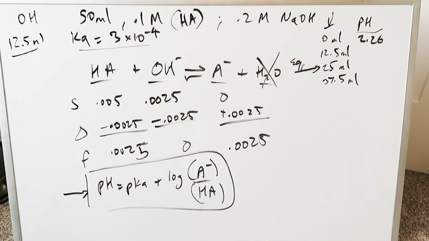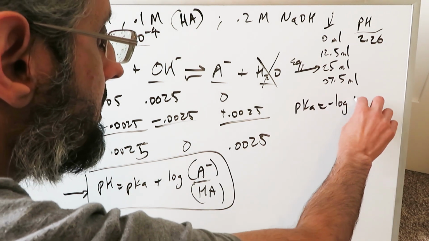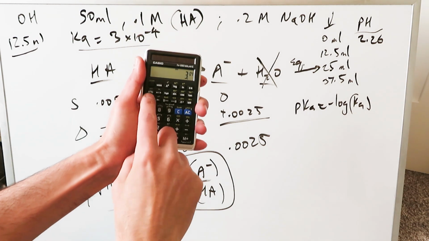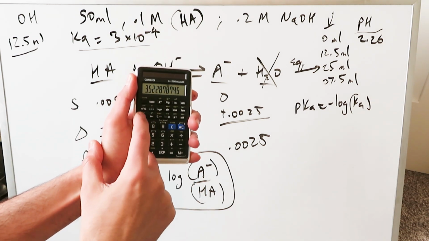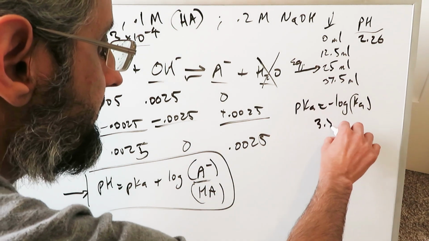How do we determine pKa? pKa is equal to negative log Ka. We have our Ka right over here. Let's figure it out. I have 3 times 10 to the negative 4, I'm going to take the log, and I do the negative. I get 3.522. That's my pKa.